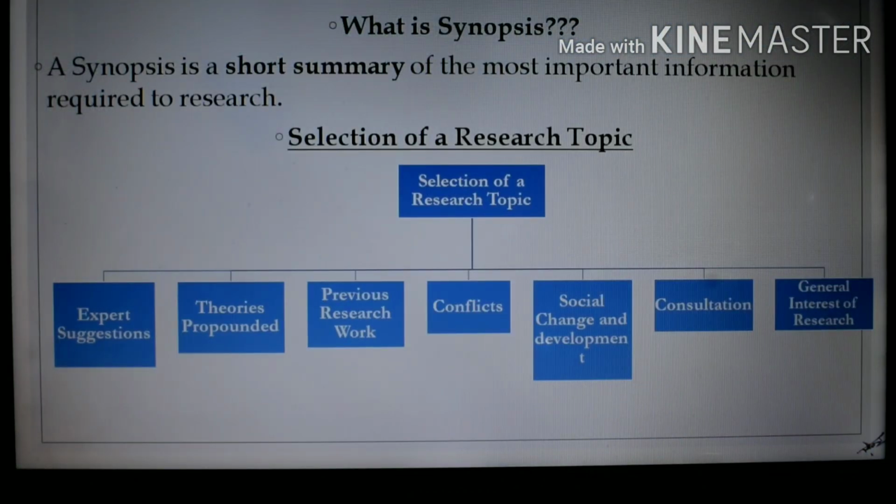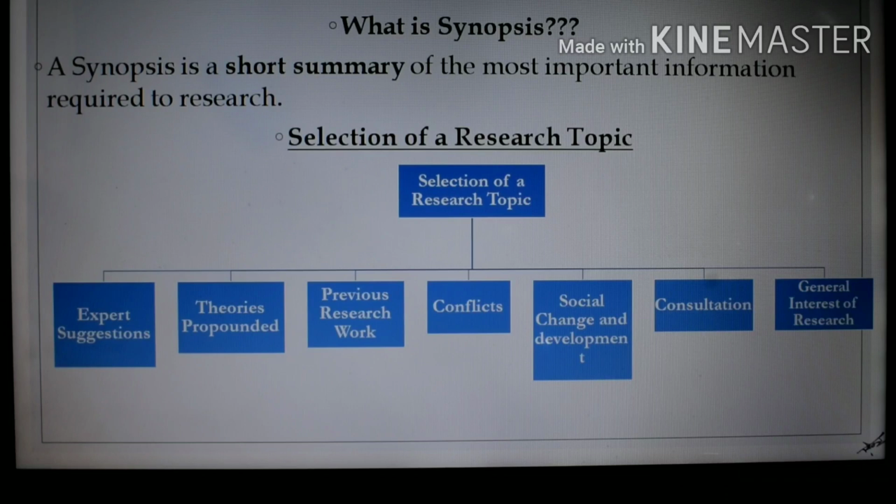First of all, let me start with the definition of a synopsis. A synopsis is a short summary of the most important information required for research. Here, a short summary includes a summary of the introduction, a summary of the literature review, a summary of the statement of your research problem, objectives of research, a summary of research methodology, and the last one is a summary of the significance and scope of the study.